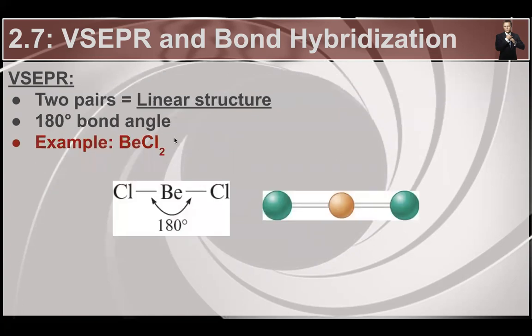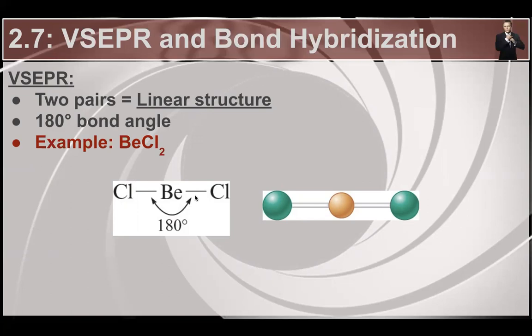Okay, so starting off, we're going to go super simple. We have two pairs or two regions of electrons or electron density. So in this case, we have two bonds and there are no lone pairs. The farthest that these bonding pairs can get away from each other is a full 180 degrees. And as a result, that's going to give us a linear structure. An example that we have here is beryllium chloride. We have two single bonds, and they arrange themselves in a linear way because 180 degrees is the farthest that they can get away from each other.